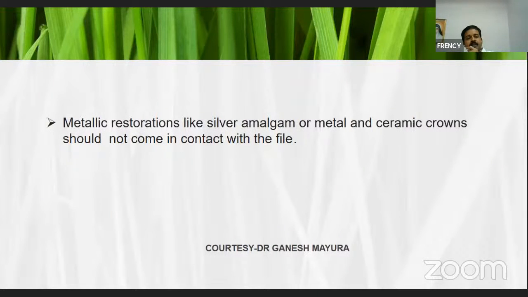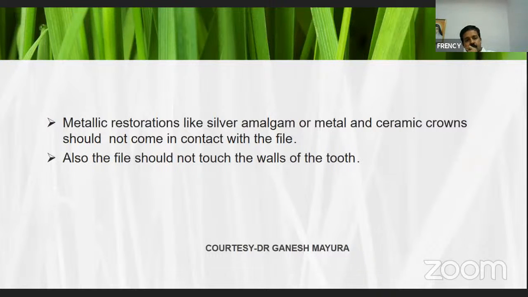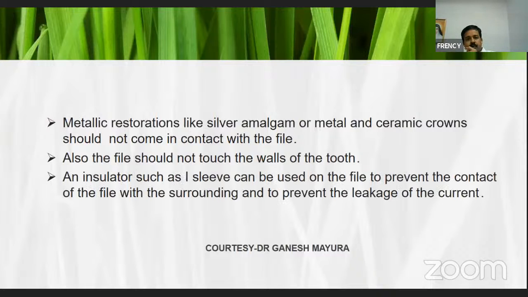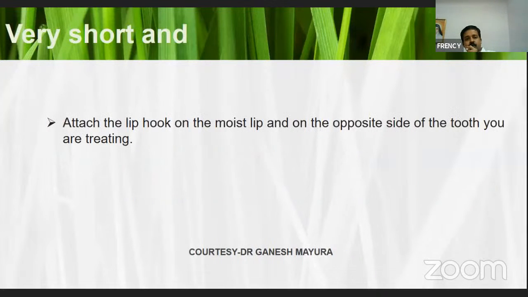Metallic restorations like silver amalgam or metal or ceramic crowns should not come into contact with the file. So the file should not touch the walls of the tooth. If you are working near metallic restorations, an insulator such as a sleeve can be used on the file to prevent contact and leakage of the current. And attach the lip hook on the moist lip, on the opposite side of the tooth that you are treating, so that it won't interfere with the file holder.